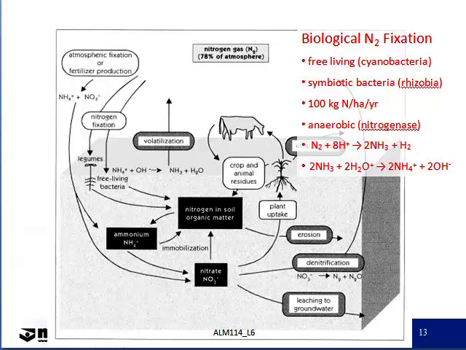Lightning also fixes nitrogen, although the amount of available nitrogen that reaches the earth from this method of nitrogen fixation is generally less than a couple of kilograms per hectare. Biological nitrogen fixation is able to fix up to 100 kilograms of nitrogen per hectare per year, a significant contribution to your crop cycle. Free-living cyanobacteria and symbiotic bacteria, rhizobia, are involved in this nitrogen fixation.